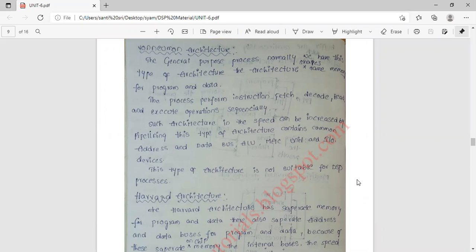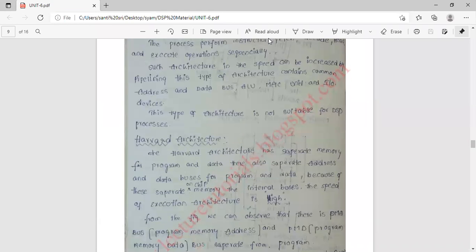Okay, Harvard architecture. The speed can be enhanced by pipelining this type of architecture, which contains a common address bus and common data bus, ALU, MAC unit, and IO devices. So this type of architecture is not suitable for DSP processors. That's why we'll go for the Harvard architecture.